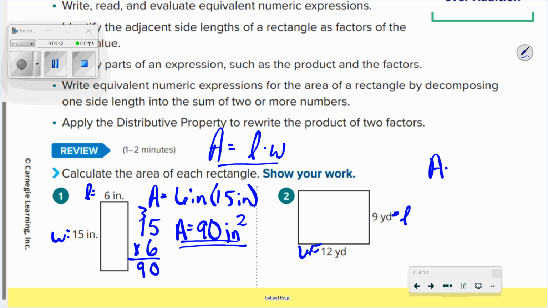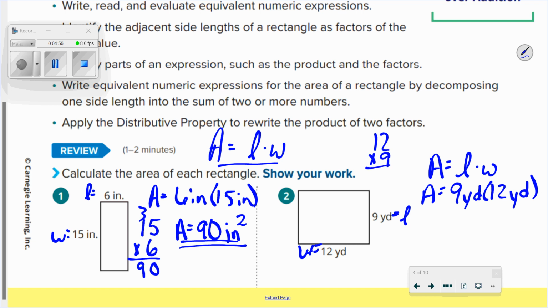So again, our formula is A equals length times width. I know now that my L is 9, so I'll put that in, 9 yards times 12 yards. So now I'm just doing 12 times 9. 9 times 2 is 18, carry the 1. 9 times 1 is 9, plus 1 gives me 10. So I know that the area equals 108.